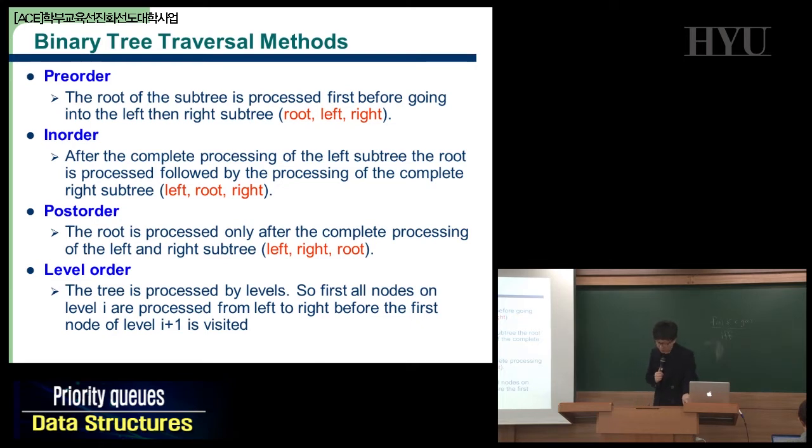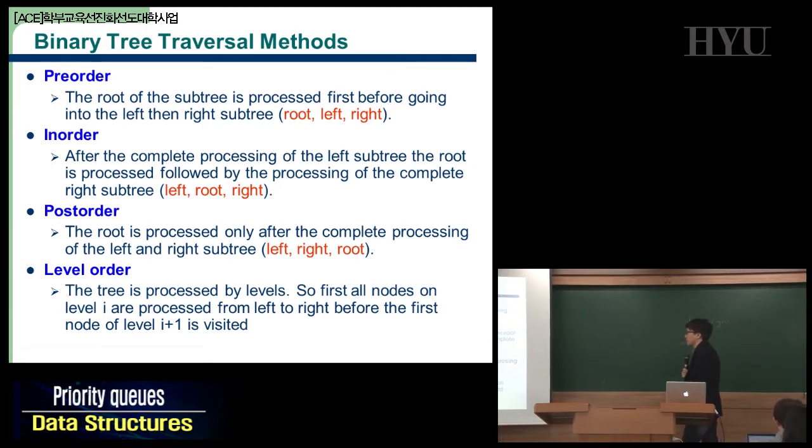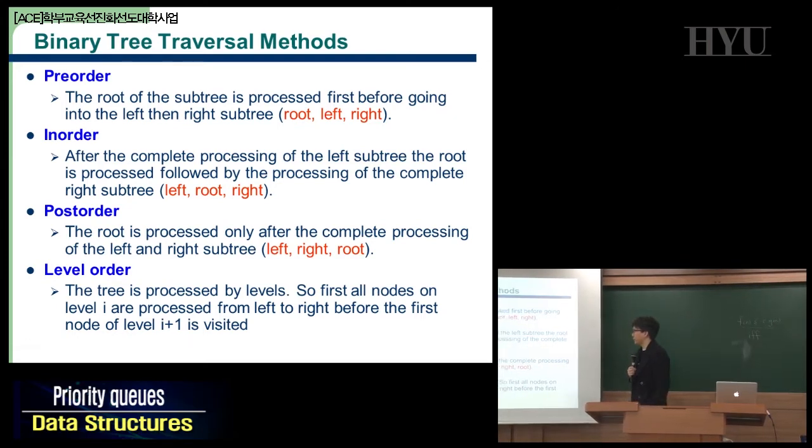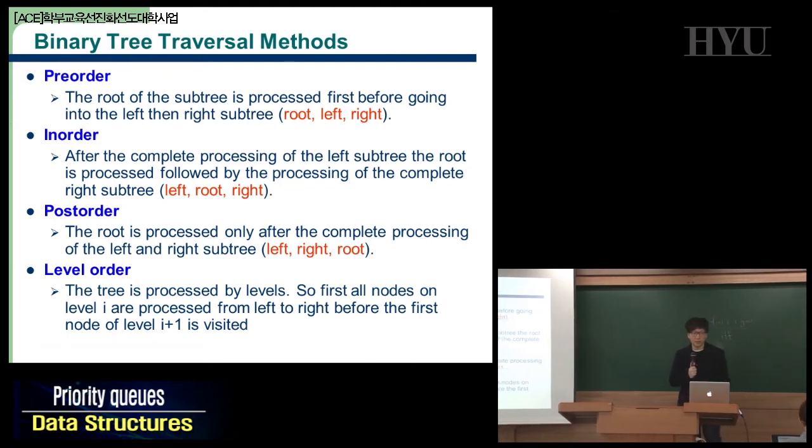Okay, level order. I'm just going to read the definition of level order. The tree is processed by level. First, all nodes on level i are processed from left to right before the first node of level i plus 1 is visited. So before you go down to the next level, you visit all the nodes in that level from left to right. It's the same way as putting in numbers for the binary tree.